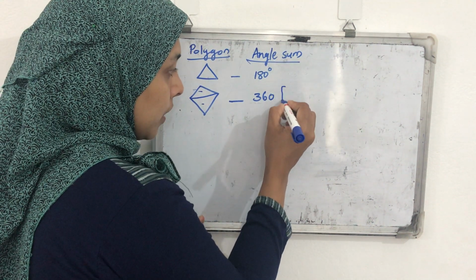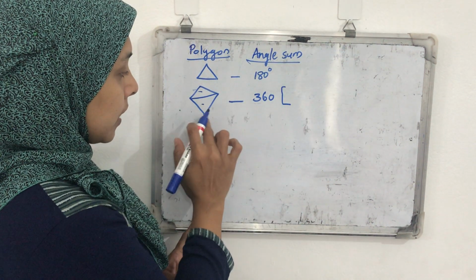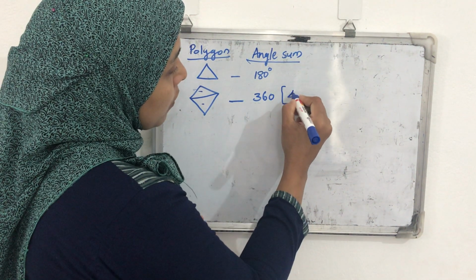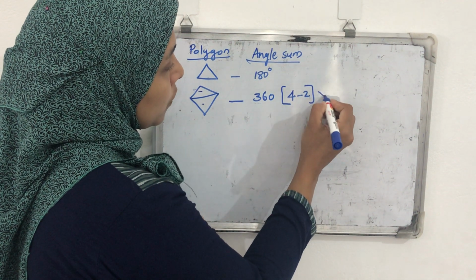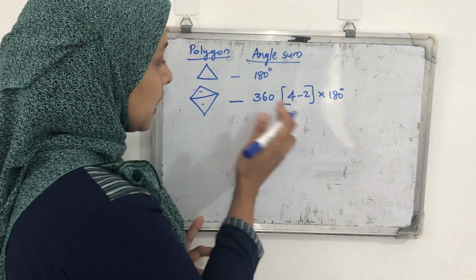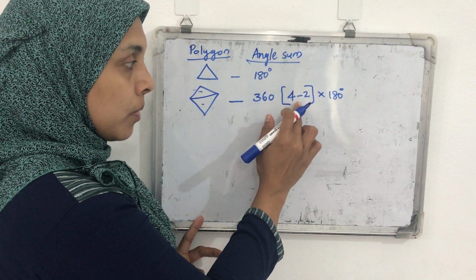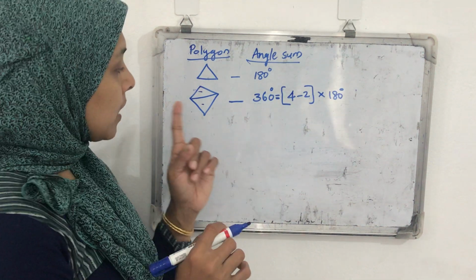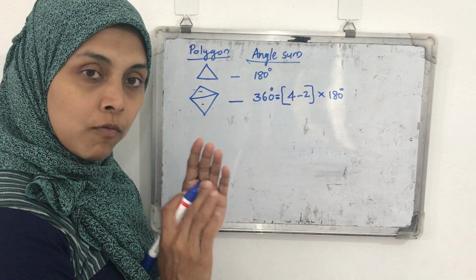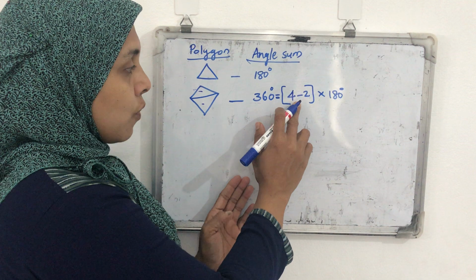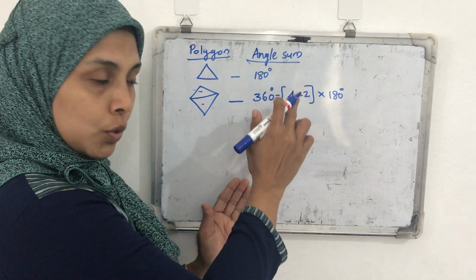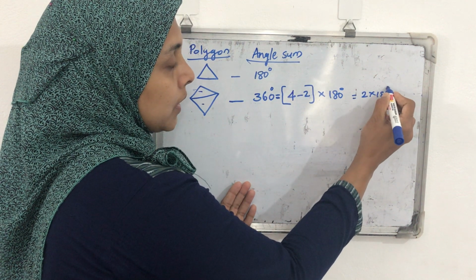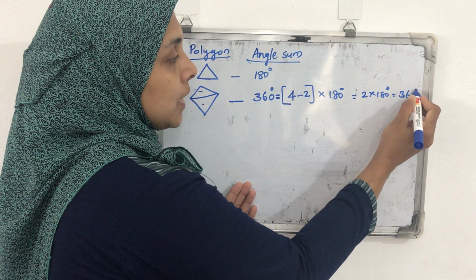So here we can find out how many sides there are. For a quadrilateral there are four sides. So (4 minus 2) into 180 degrees, which we got as 360 degrees. How did we get this answer? The quadrilateral has four sides, so from that 4 we subtract 2. We get 2. Then 2 into 180, that is equal to 360 degrees.